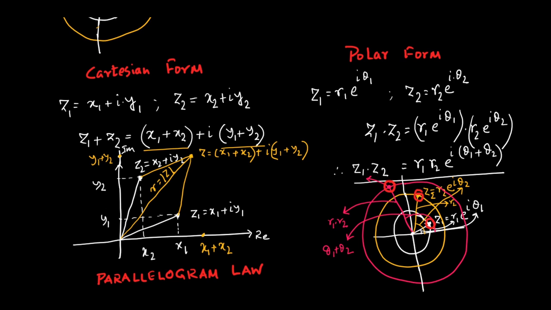So if I summarize, we got two ways. If you want to visualize addition, you visualize it in the Cartesian form from the perspective of the parallelogram law. And if you want to visualize multiplication, you visualize it in this way, by considering the polar form.